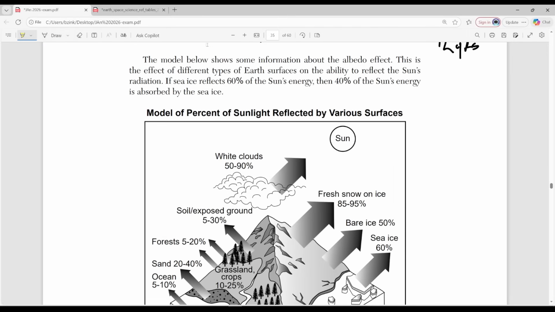Okay, next one. The model below shows some information about albedo. Albedo, if you don't know what that means, is reflectivity. That's basically how reflective a surface is to light. This is the effect of different types of surfaces on the ability to reflect. Oh, so I told you what it was. Great. If sea ice reflects 60%, then the 40% that's left over is absorbed. Okay.